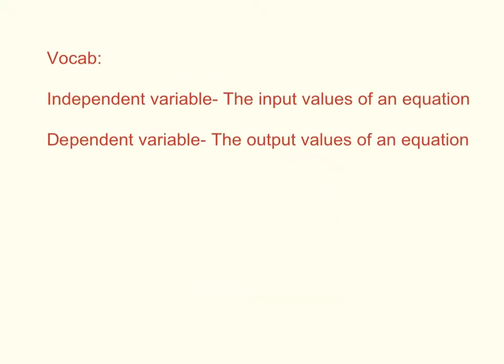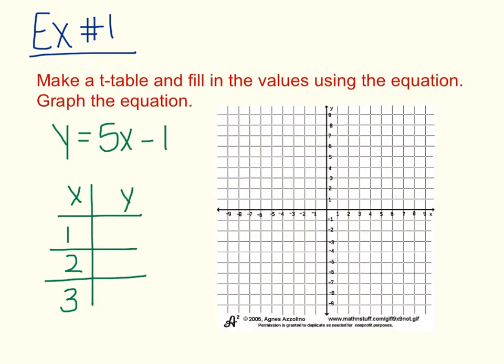We have two vocab words. Independent variable are the input values of an equation, and dependent variable are the output values of an equation. Alright, so very similar to what we did in the last lesson, but now we just have a few steps. So we're going to plug in these numbers in place of x to solve.